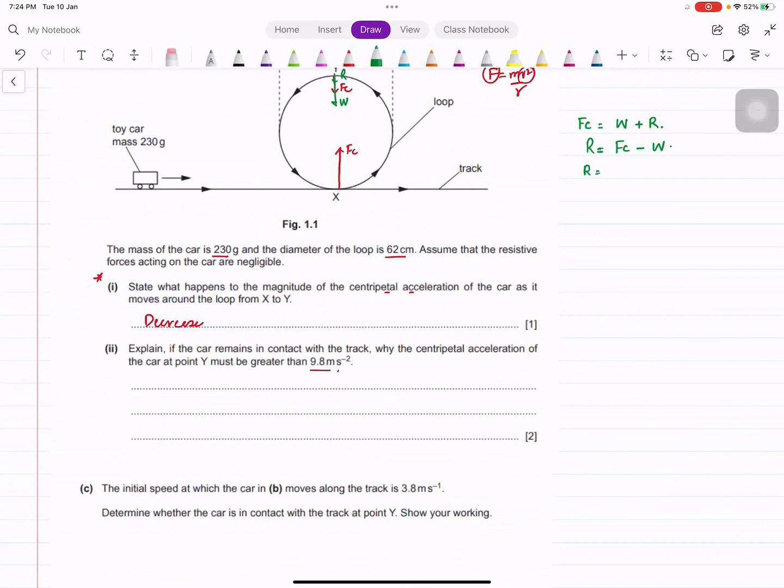If FC is mv square over r and this is mg, and mv square over r becomes smaller than mg, what will happen then? Or even if it's equal, the reaction will be zero. So it will basically fall from there. Do you understand what I'm saying?